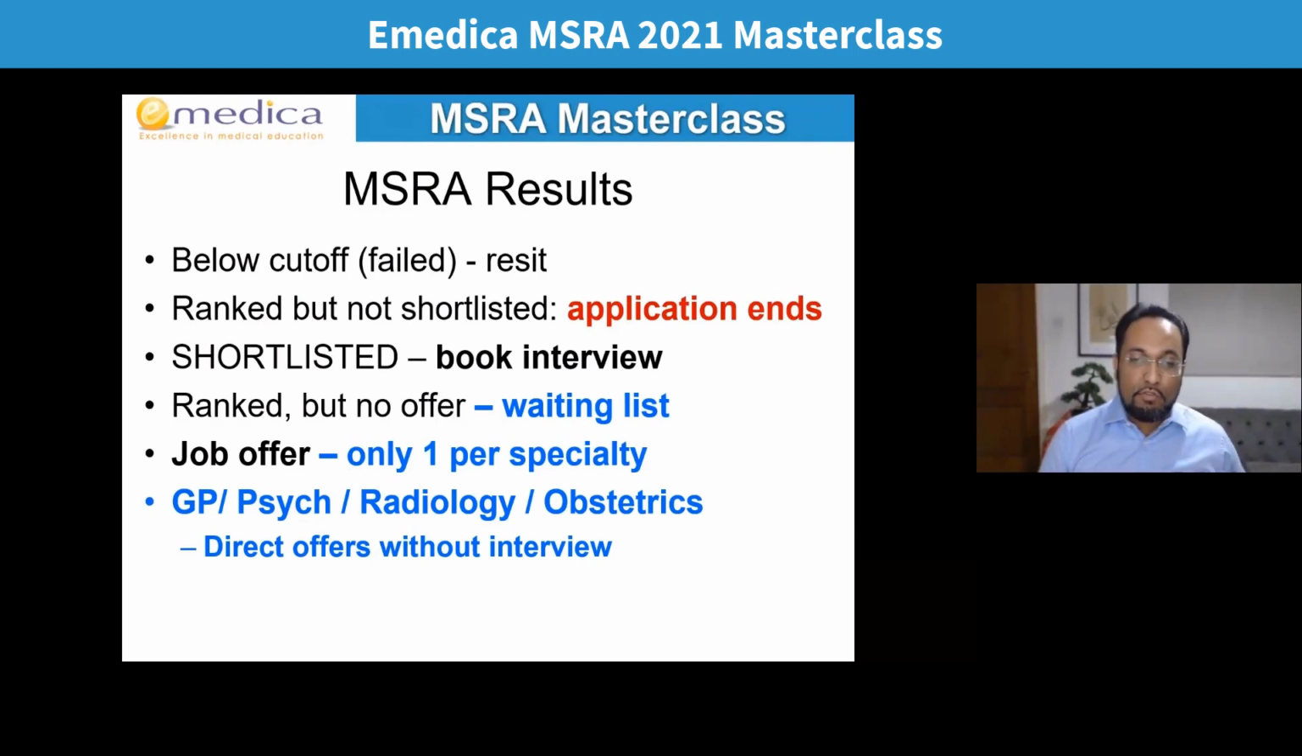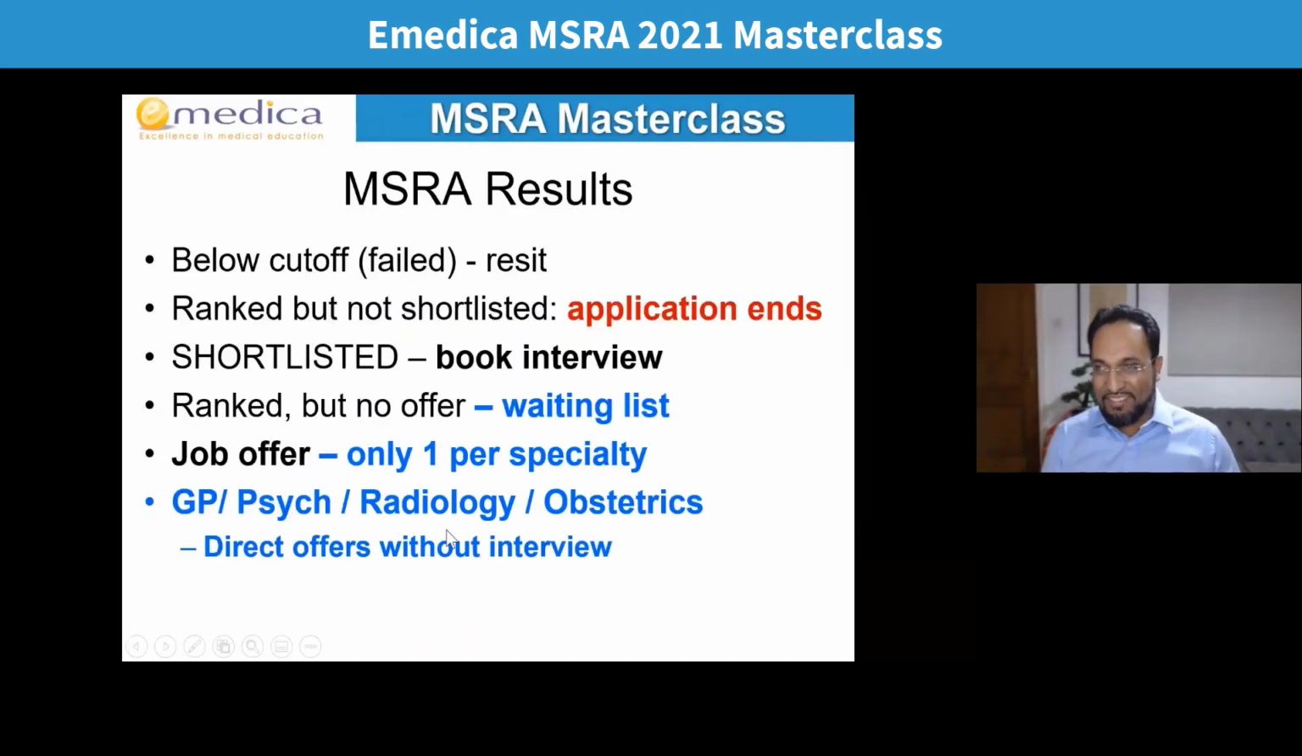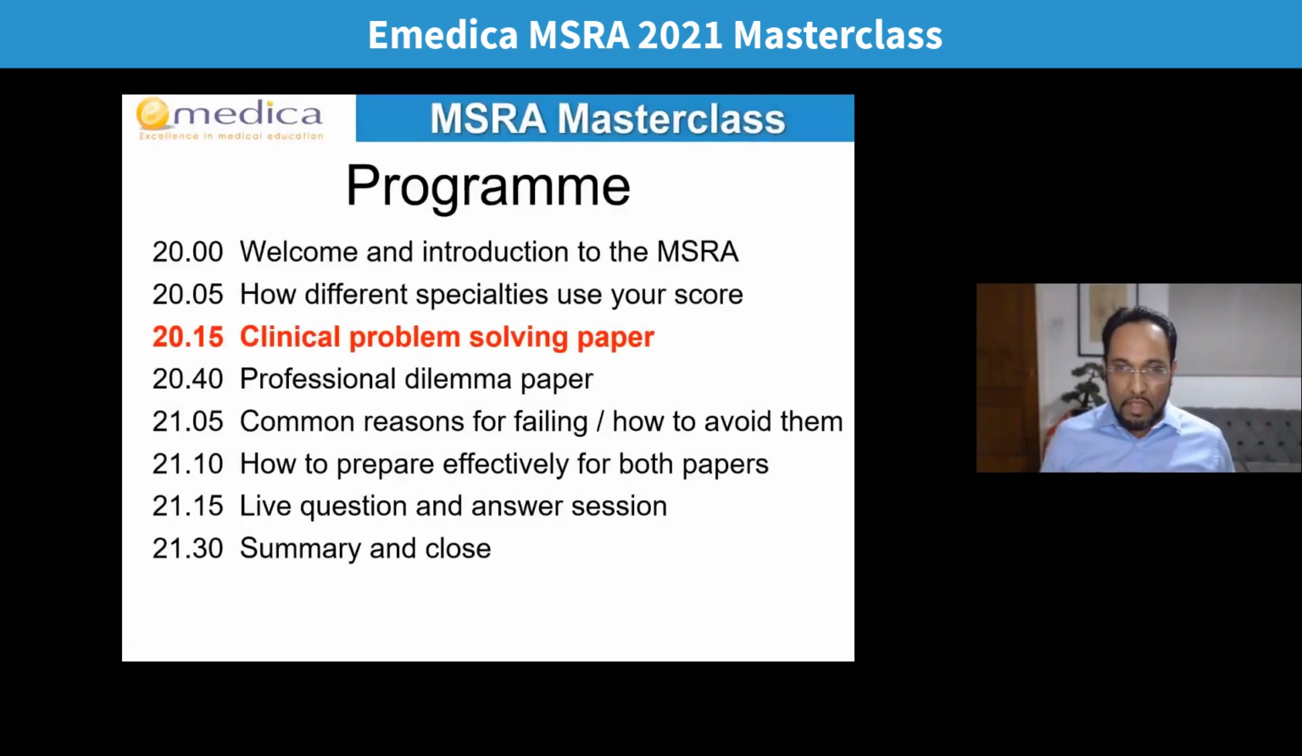And then, as I mentioned, for GP and psych, the offers are 100% based on MSRA. For radiology and obstetrics, if you do really, really well, it is possible this year to get a direct offer without having to do the interview. So these are the possible outcomes after MSRA. What our team are here to do is help you either get this job offer or get a direct offer, even better. That's what we're here to do. So that's an overview of how the different specialties are going to use your score.